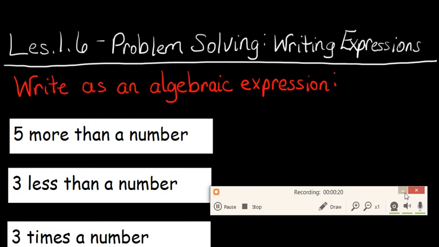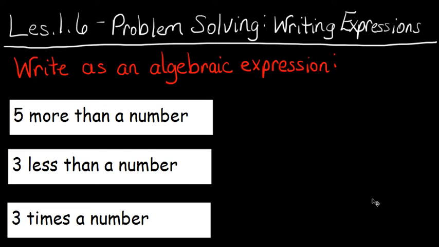Okay. Now, today we're going to focus on lesson 1.6 in your book. If you look, it's on page 29. Problem solving, writing expressions. All that means is writing some type of math problem. It's just a fancy way to say it. So we're going to write an algebraic expression, and all that means is it's going to have some type of variable in it that we don't know what it is yet.